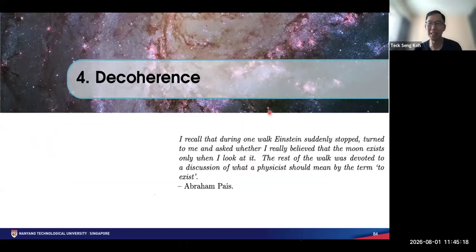So this idea of decoherence. Abraham Pais was a biographer of Einstein and had many discussions with Einstein. He wrote, "I recall that during one walk, Einstein suddenly stopped, turned to me and asked whether I really believe that the moon exists only when I look at it. The rest of the walk was devoted to a discussion of what a physicist should mean by the term 'to exist'."